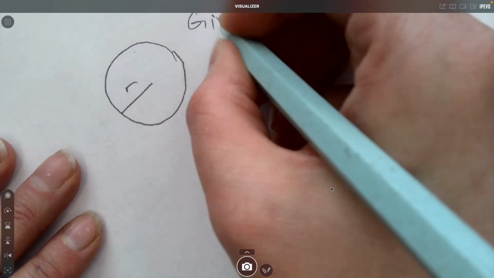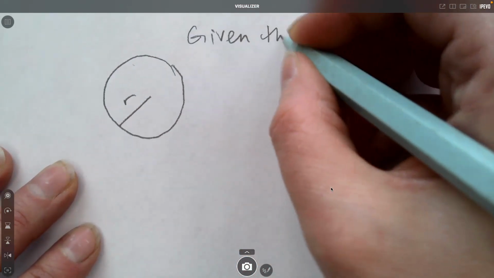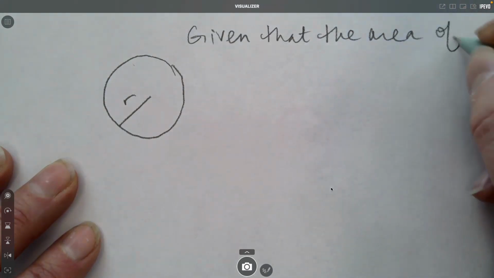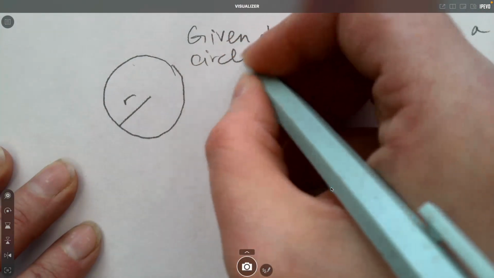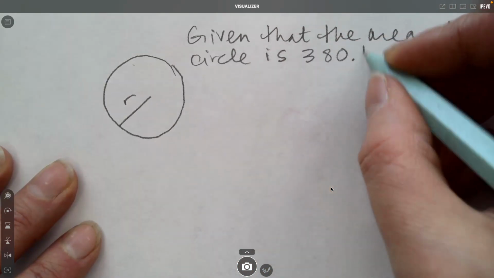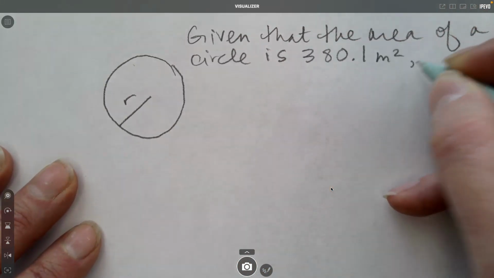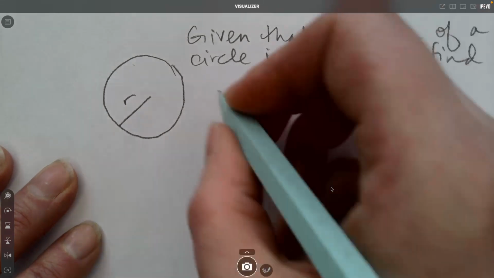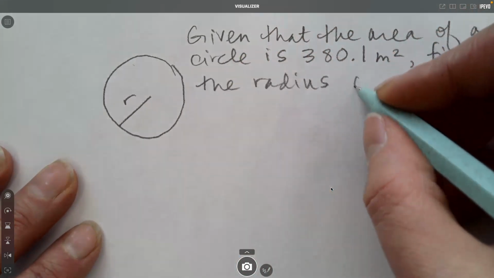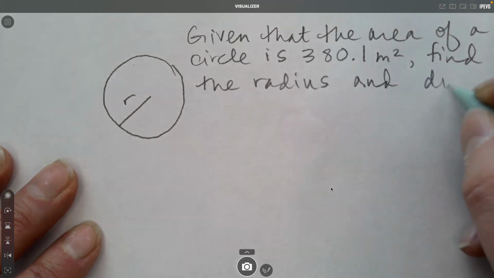And given that the area of a circle is 380.1 meters squared, find the radius and diameter.